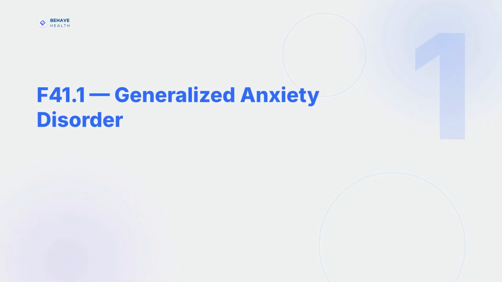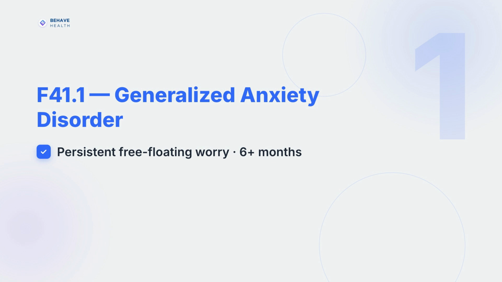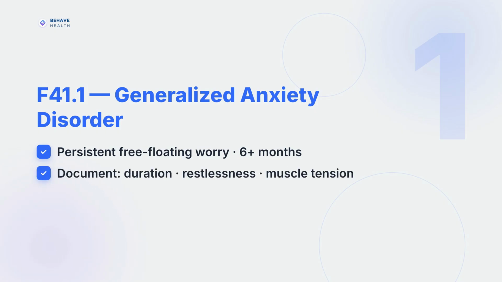F41.1, Generalized Anxiety Disorder, or GAD. GAD is characterized by persistent, free-floating anxiety not tied to a specific situation, lasting at least 6 months. Your notes must reflect the 6-month duration criterion, plus associated symptoms like restlessness, muscle tension, sweating, or insomnia. Payers may deny F41.1 claims if documentation does not clearly show criteria are met, a common preventable denial.